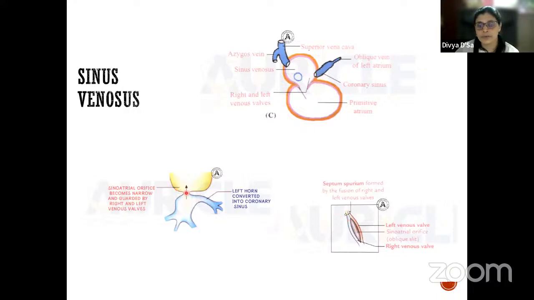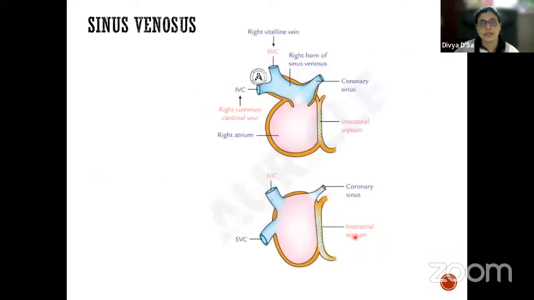So these venous valves, what happens is later on, the right and left valves fuse together and form the septum spurium that we will see during the development of the atrium. So they form the septum spurium by the fusion of the right and left venous valves. The remaining lower portion forms the crista terminalis as well as the valves of the inferior vena cava and the coronary sinus later on. We will see how it forms.